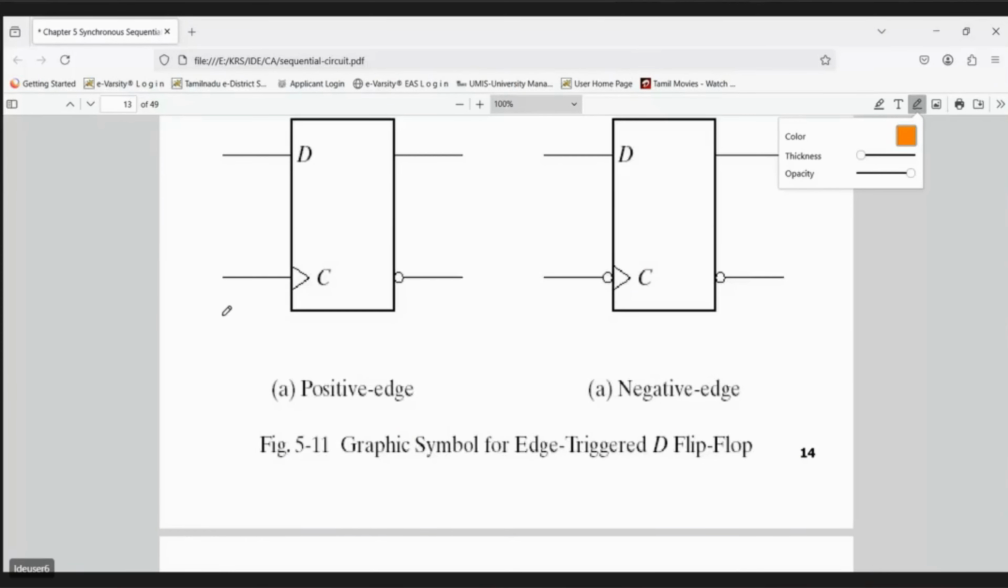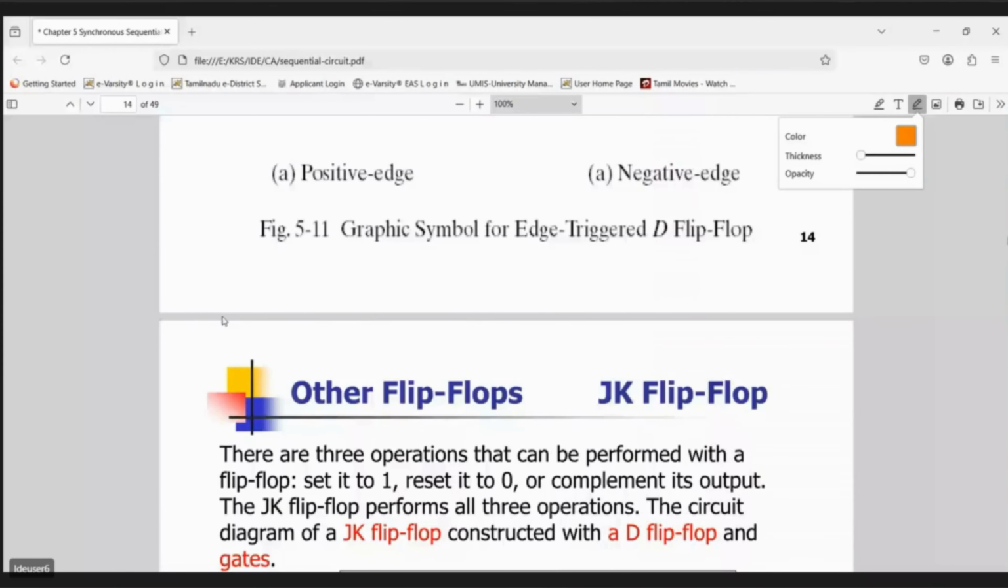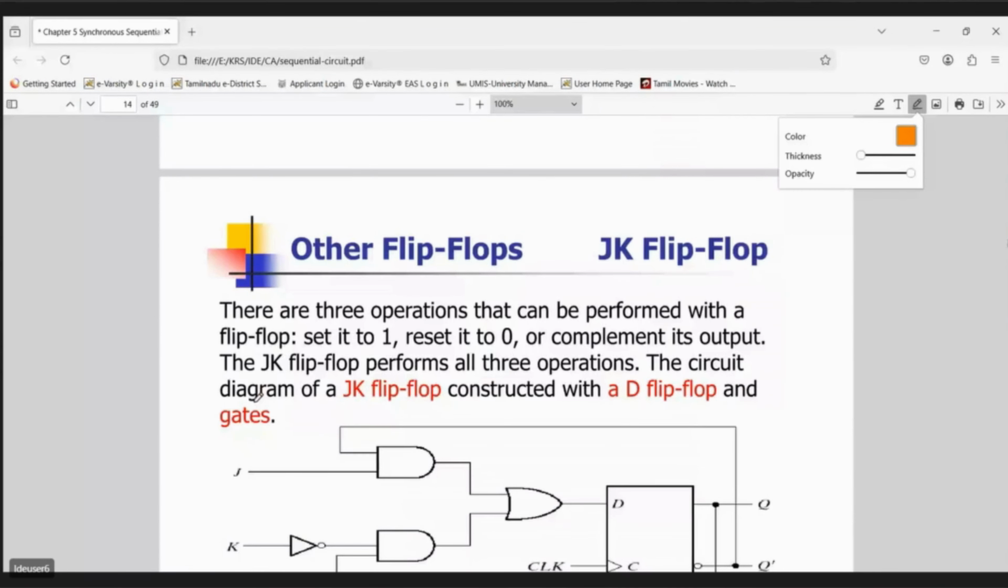So the other flip-flops, the JK flip-flop. There are three operations that can be performed with a flip-flop: set it to 1, reset it to 0, or complement the output. The JK flip-flop performs all these three operations.